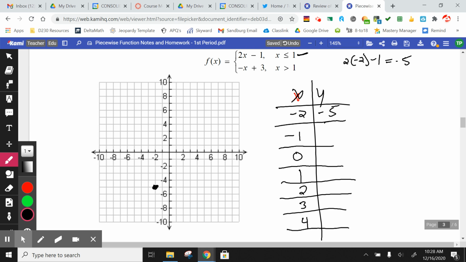If I take -1, think about where we fit. -1 satisfies, again, this interval here. So take your -1 and plug that in. 2 times -1 minus 1 would be -3. So go to -1, -3 and plot that point.